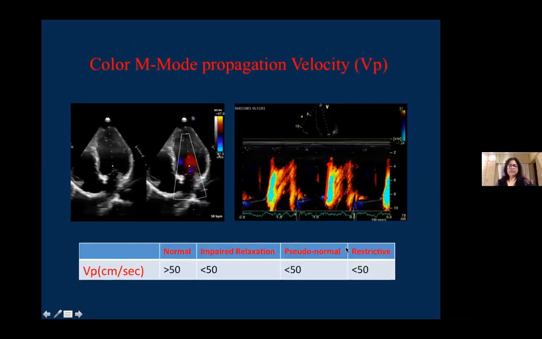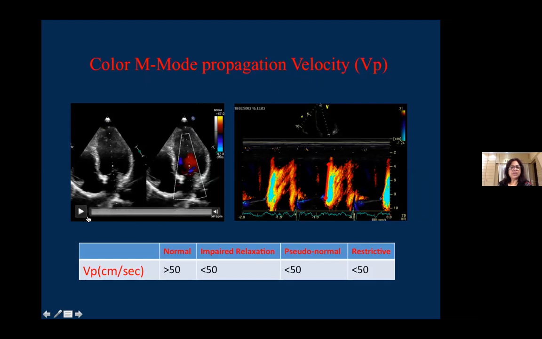Another criteria for the assessment of diastolic dysfunction is color M mode propagation velocity, or we say Vp. So what it is, you see, color M mode means we are utilizing M mode, we are utilizing color. And what is this propagation velocity?